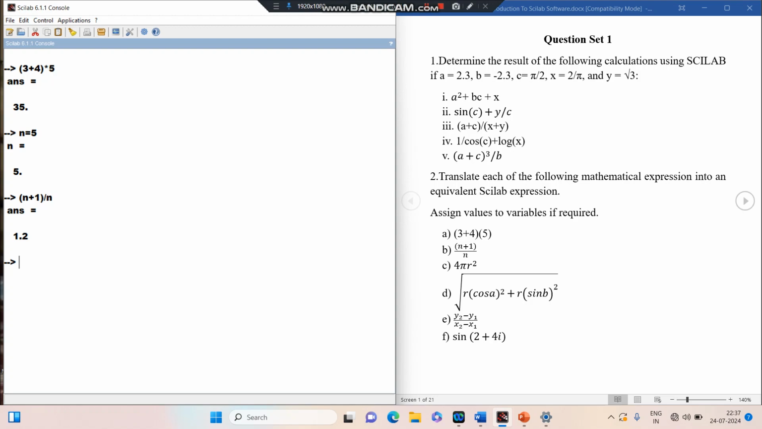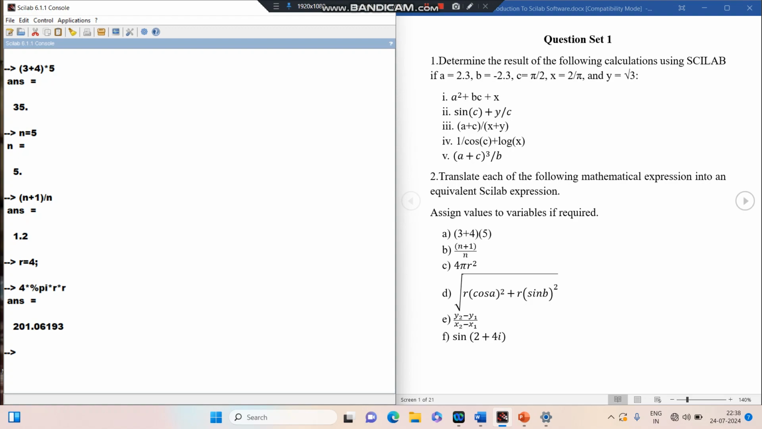Then the next is 4 pi r square. This you can do in a single go. 4 star, for pi we are going to write %pi star r square. Since we have not defined r, let us first of all declare that variable. Let us take r as 4 and then write 4 star %pi star, then r cap 2, or you can write r star r. So this is 4 pi r square.